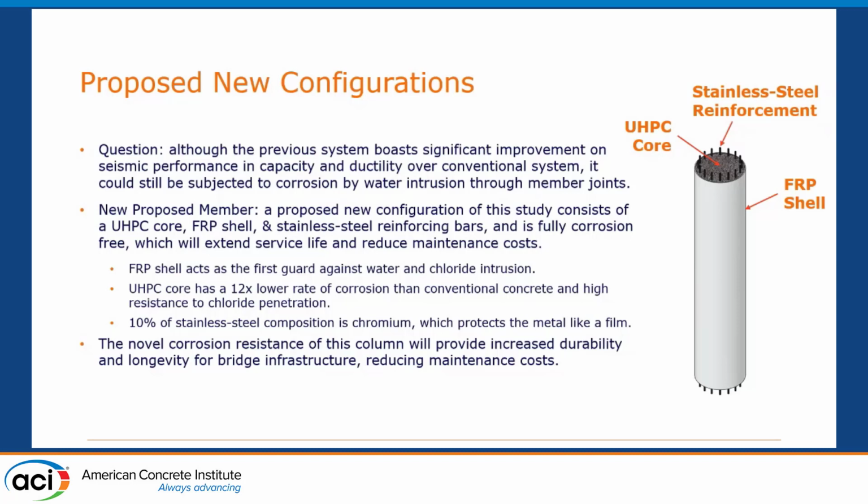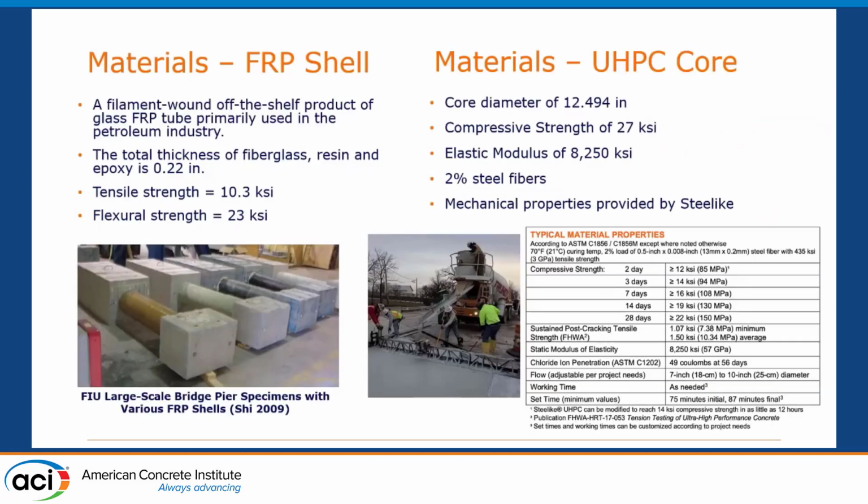Now, the FRP shell will act as the first guard against the water and chloride intrusion, and the UHPC core also boasts a much higher resistance to corrosion due to its impermeability compared to conventional concrete. And of course, the stainless steel reinforcement does not typically corrode in normal situations. So the whole configuration can definitely resist the corrosion problem, and as such significantly reduce the maintenance cost and maintenance problems later on.